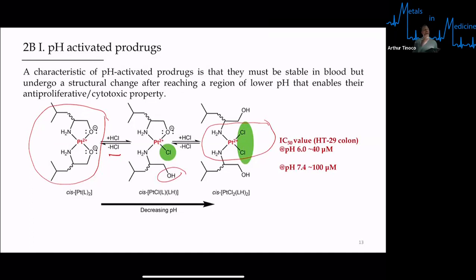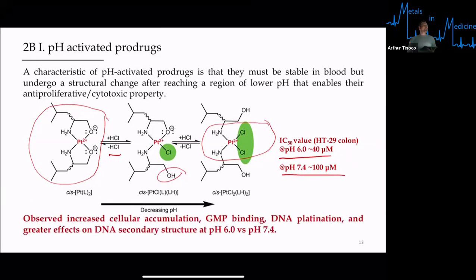So the observation of this effect is that you have a pH-dependent IC50 value, where as tested against HT29 colon cells, you see that at a pH of 6, you have an IC50 value of 40 micromolar. Not necessarily wow, but certainly lower than the effect you see at a pH of 7.4, where it has dropped into something that's a little bit more potent, but both of these numbers are fairly disappointing overall. Okay. So observe increased cellular accumulation, GMP binding, DNA platination, as you would expect for the metal itself, and greater effects on DNA secondary structure at pH 6 versus pH 7.4.